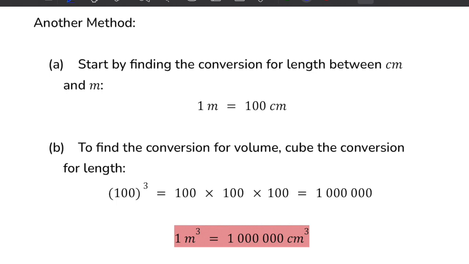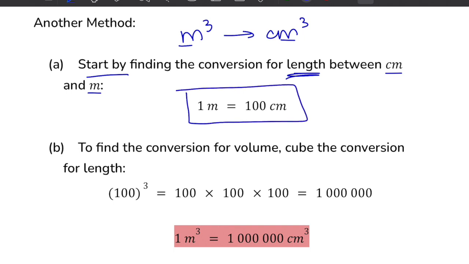So, let's say I want to convert from meters cubed to centimeters cubed. That is my goal. Start by finding the conversion factor of length, so without cubed or squared, between centimeters and meters, okay? Because these are the ones I'm using. And I know that 1 meter is equal to 100 centimeters, okay? We're going from here to here.